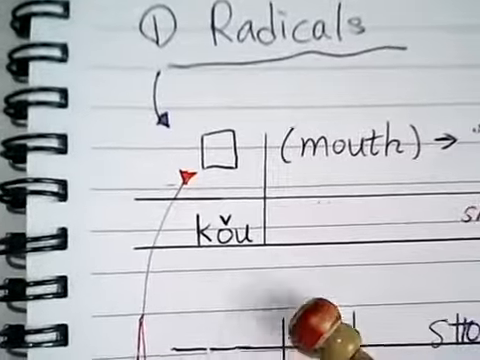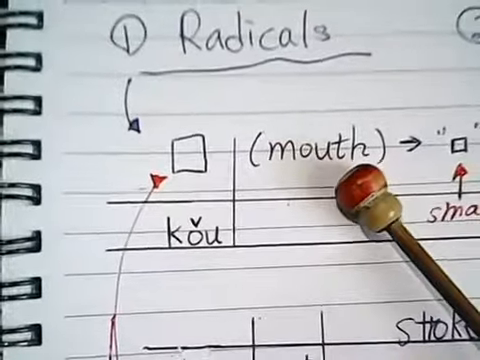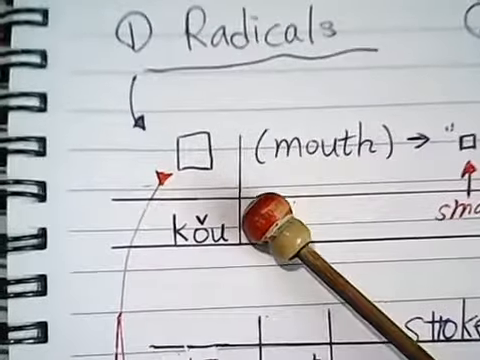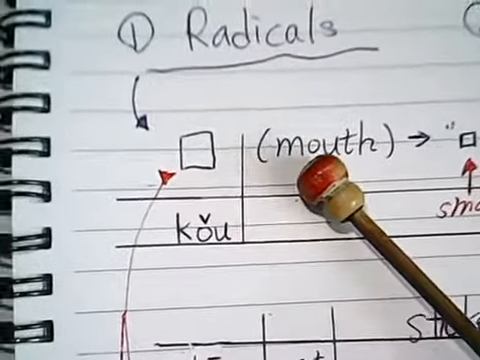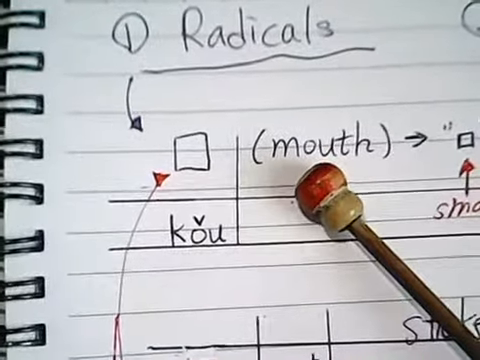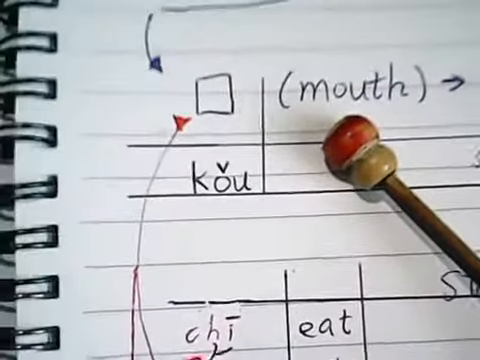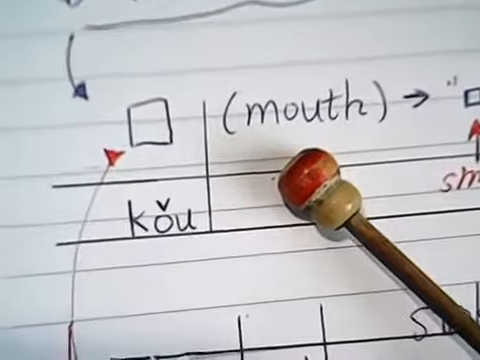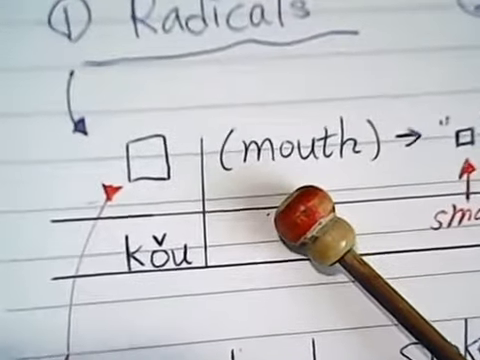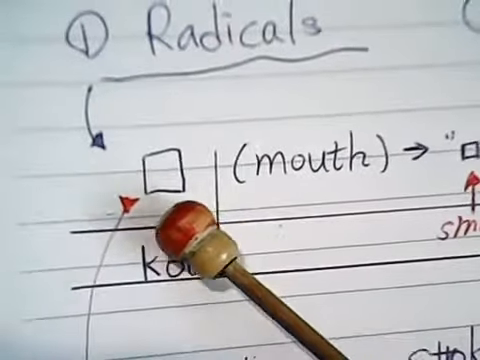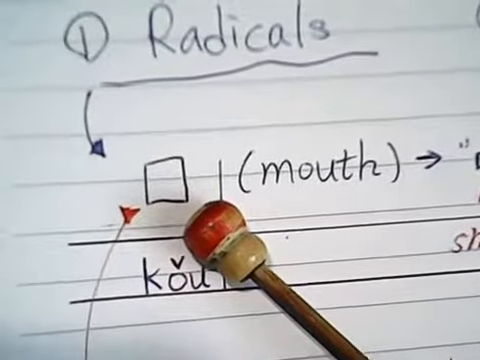Okay, 口 actually means mouth in Chinese. So every time you see this word, that means mouth or something related to mouth, or even to your words. Like when you eat, when you drink, you use your mouth. So in Chinese, some words like eat or drink, we all have this word inside these words.